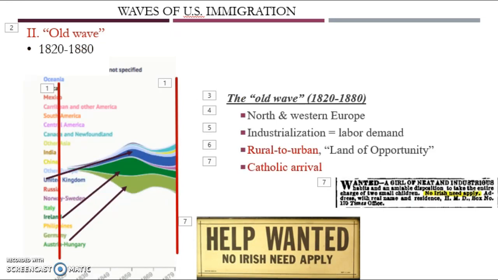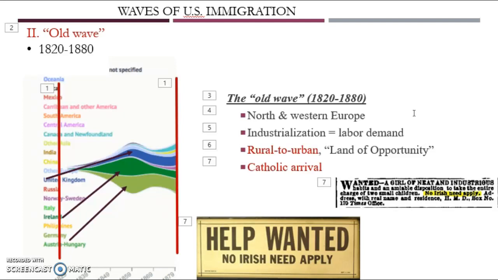Our second wave of immigration is considered the Old Wave, and I've tried to highlight some of the countries here that make up the old wave. So you'll see we're still primarily looking at North and Western Europe. We're looking at the growing industry in the United States, the start of the Industrial Revolution. We're looking at construction, mining, and railroads. We're looking at a number of labor-intensive industries that opened up. These industries provided opportunity for people to arrive in the United States.